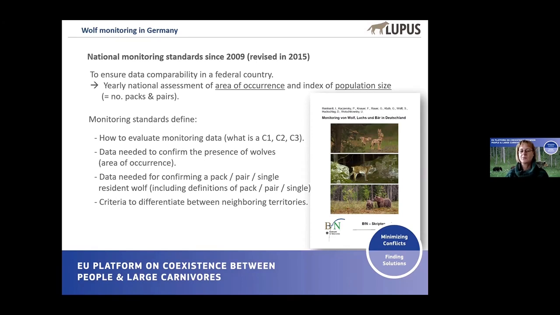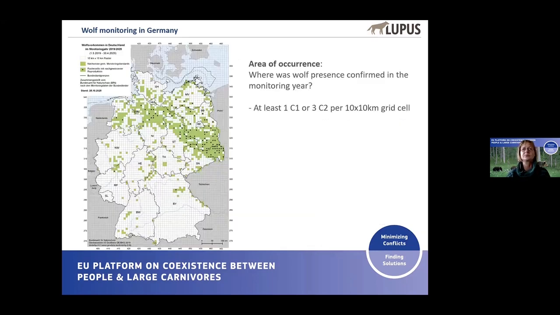So we don't estimate the individual numbers, that I will show you in a minute. It's so far not possible for us, but we count the reproductive units, so the number of packs and the number of pairs. So how many mature individuals are there that can reproduce.